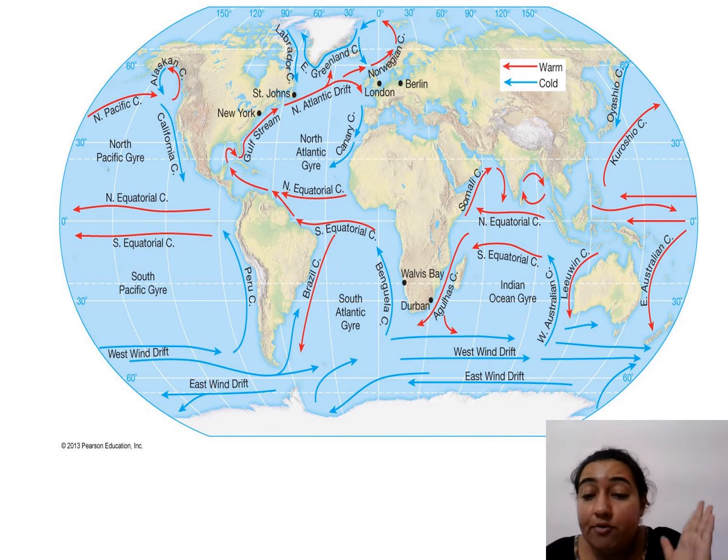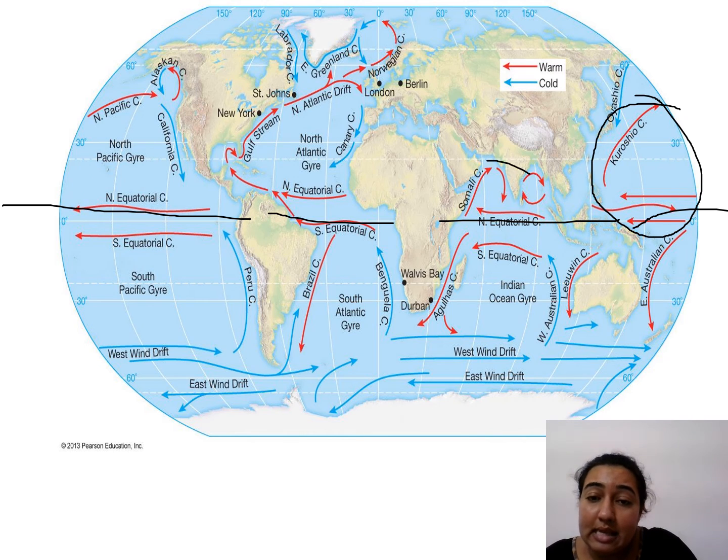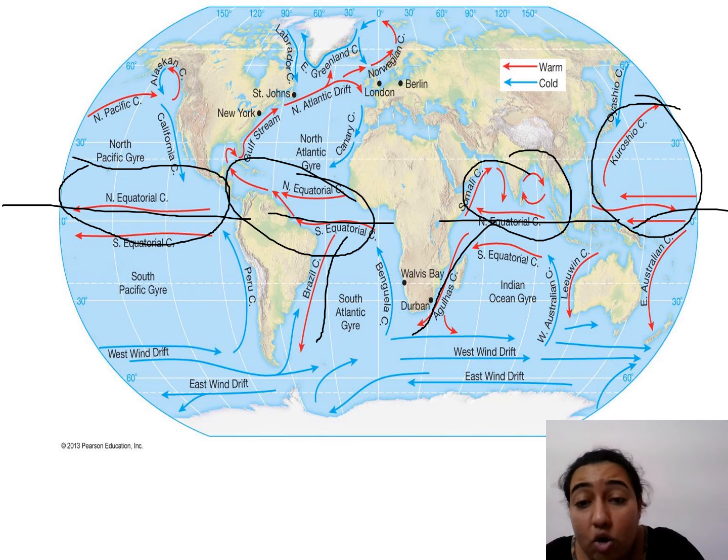So, first of all, how did I teach you to determine the type of cold and warm currents? First of all, we will find where our equator is. This is our equator. Now, what is near the equator? These things are near the equator. These are there and these are there. See, north equatorial and south equatorial are there. They are following this pattern. So, they are originating from the equator, so they are warm ocean currents.